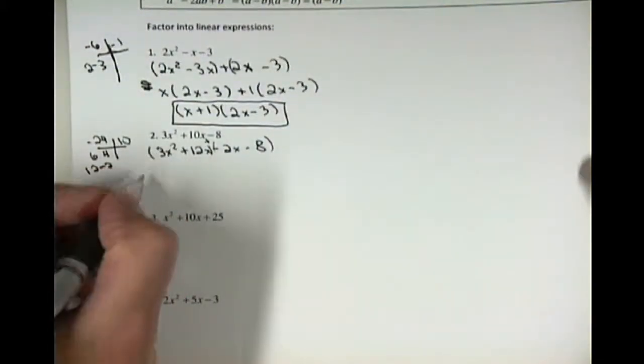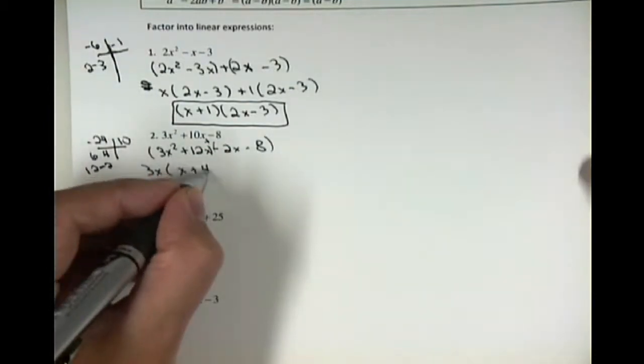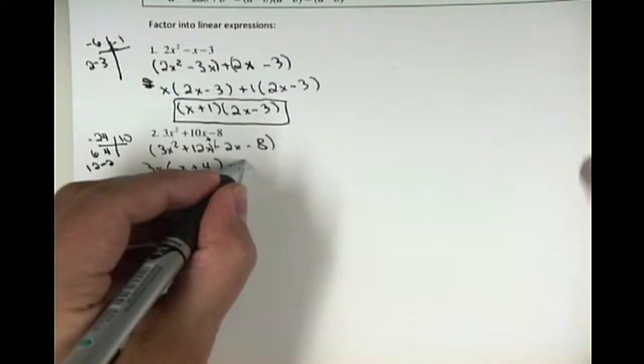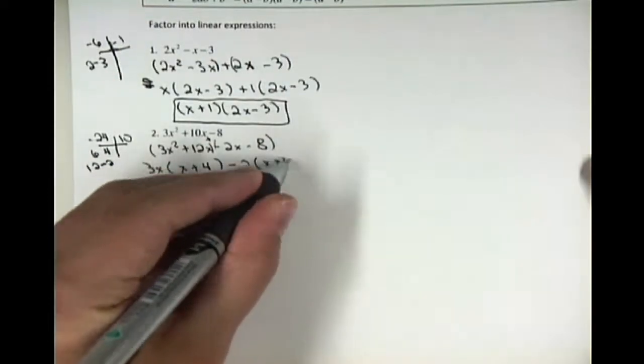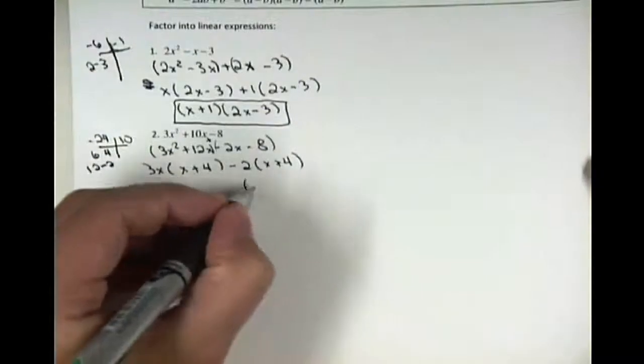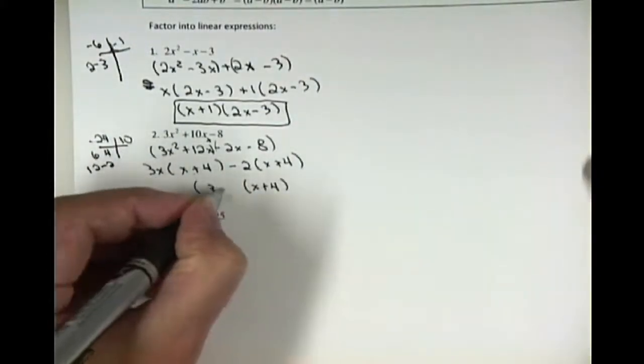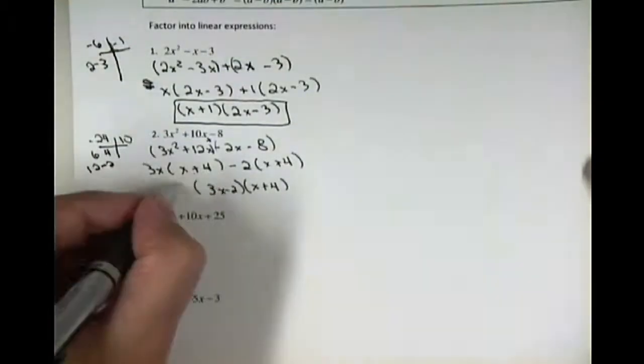Let's take out a 3x from the first set. We'd have an x plus 4 left. Second set, let's take out a negative 2. We'd have an x plus 4 left. The inside parenthesis pieces are the same. We want that. We drop it down, we write it once. We connect our outside pieces. And we're done.